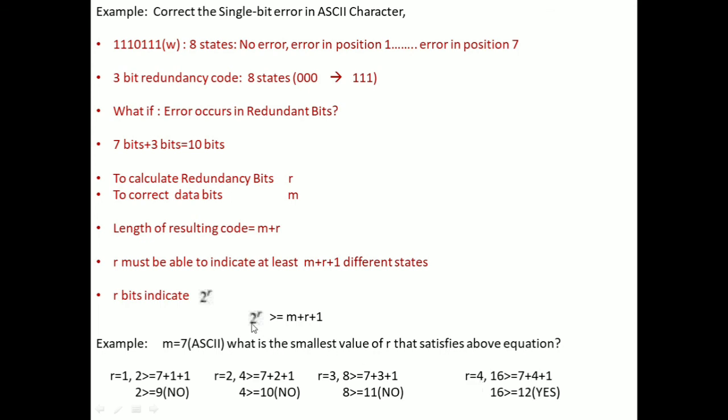What is 2 power 4? 16. Is 16 greater than or equal to 7 plus 4 plus 1, that is, 12? Yes. So at r equal to 4, our equation is satisfied: 2 power r, 16, is greater than or equal to 12. So the smallest value of r which satisfies this equation is 4. This is how we choose the value of the redundant bits r.